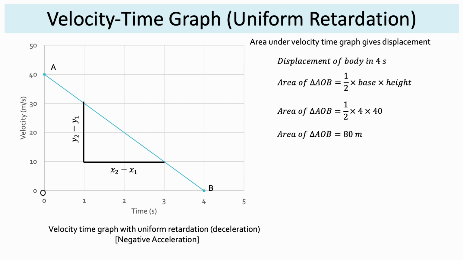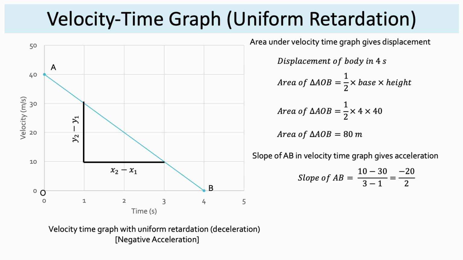Now let's calculate the slope. Slope of AB is equal to 10 minus 30. See, Y2 is 10 corresponding to this point. And Y1 is 30. X2 is 3 and X1 is 1. So 10 minus 30 divided by 3 minus 1 gives us minus 20 by 2. So the acceleration is minus 10 meters per second squared.